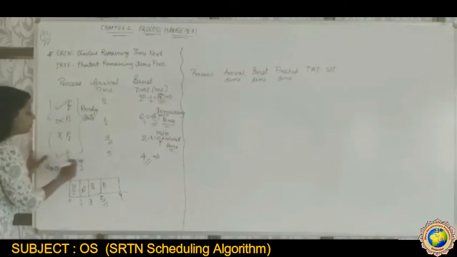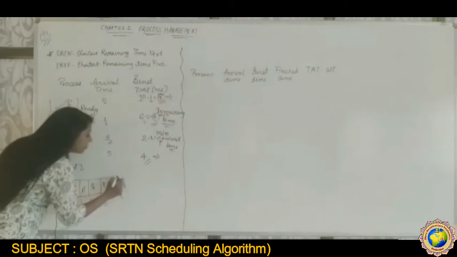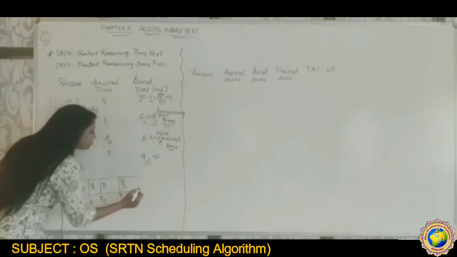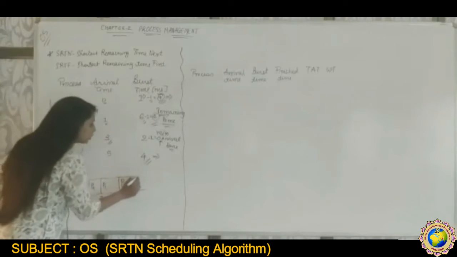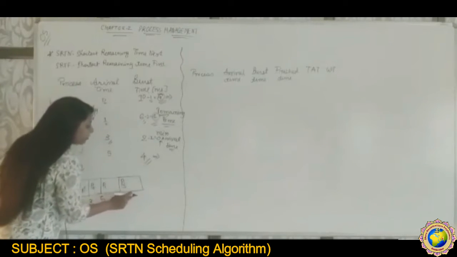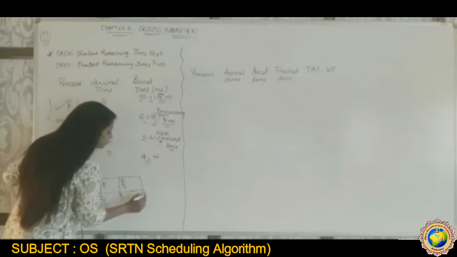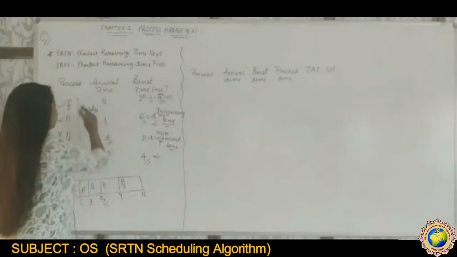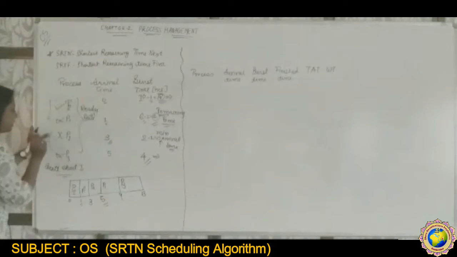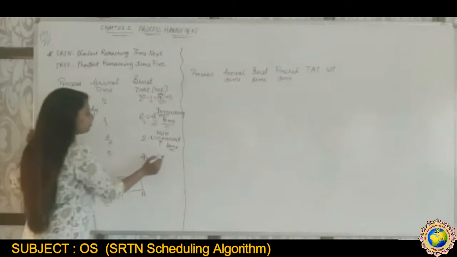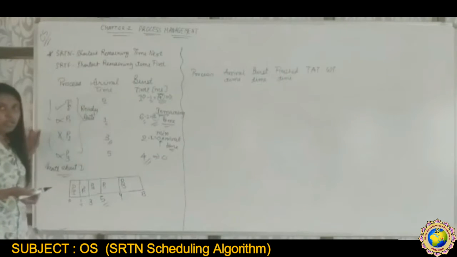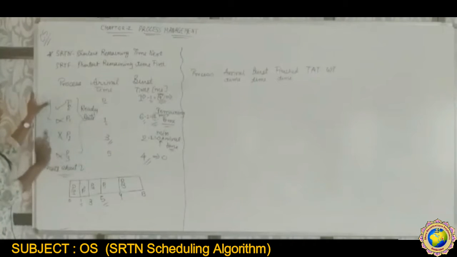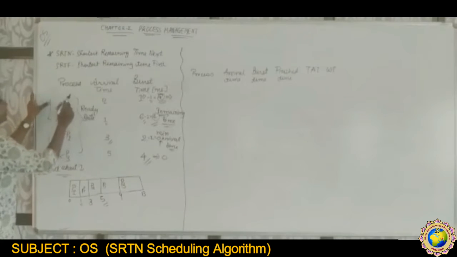So we have to continue with P3 up to 4. So 9 plus 4: 10, 11, 12 and 13. Now P3 is also terminated, because 4 minus 4 is 0. So P3 is terminated, but what remains is P0.